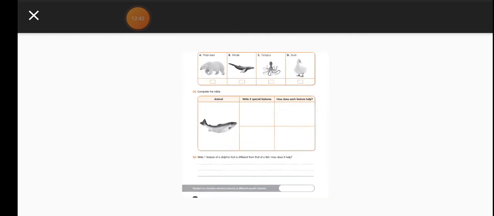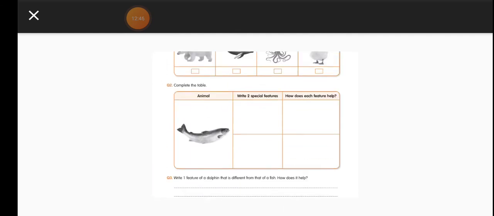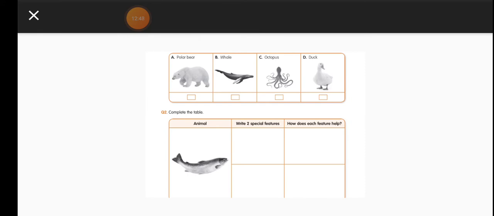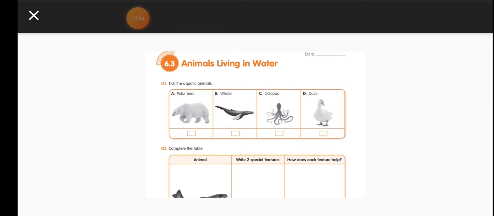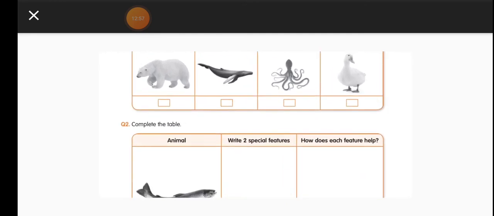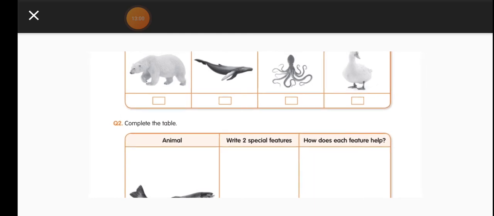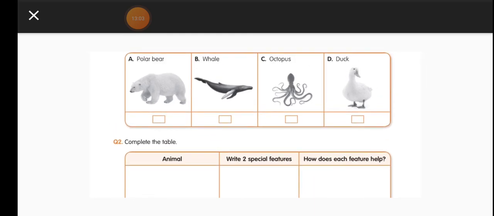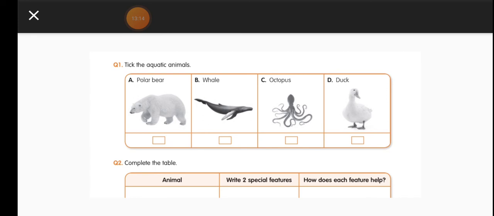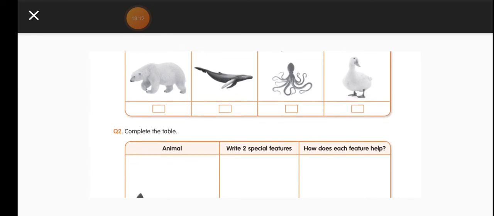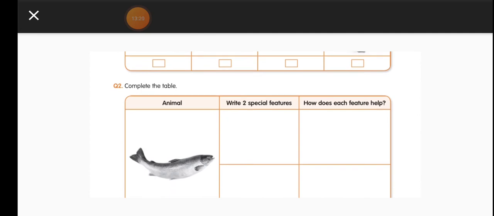Now we will see the questions given in the worksheet. Come to the 6.3 worksheet, page number 29 in your volume book, and tick the aquatic animals. You need to find out the aquatic animals. Polar bear, yes, it is, in cold regions near the water sources. Strong limbs changed into flippers, and they have lungs for breathing, so you can take this. Blue whale, octopus and duck, yes, all the animals given in the picture are aquatic.